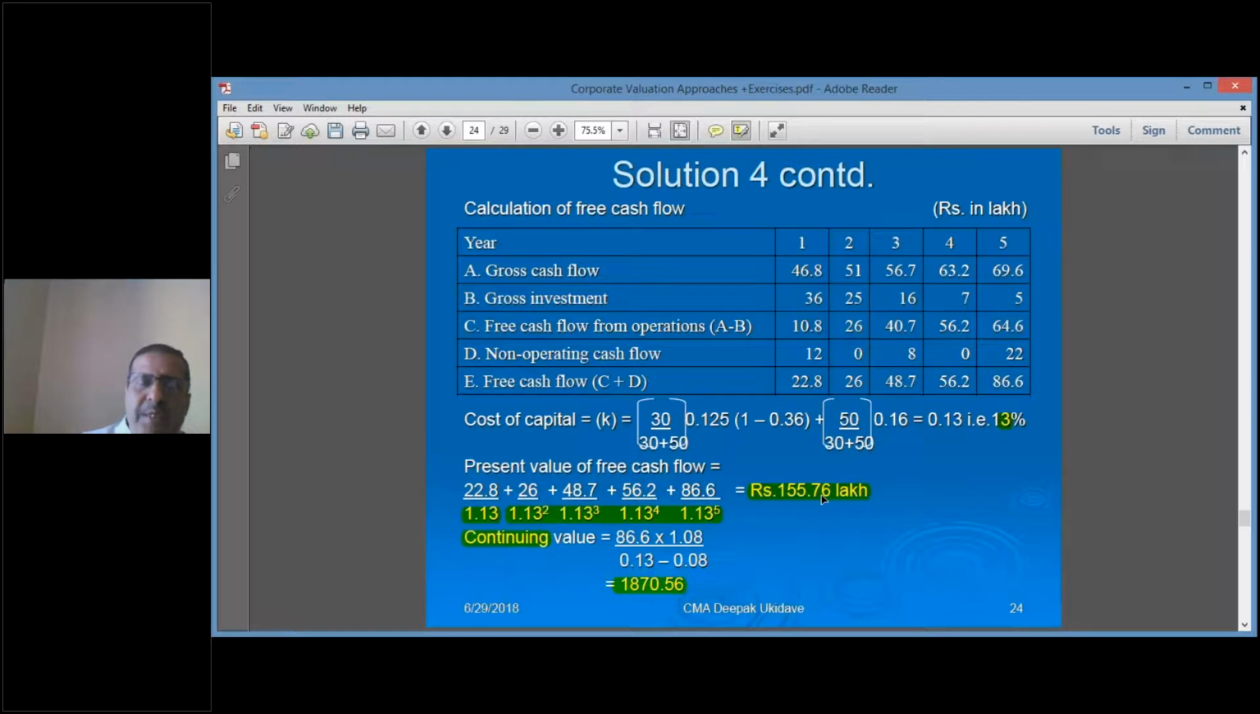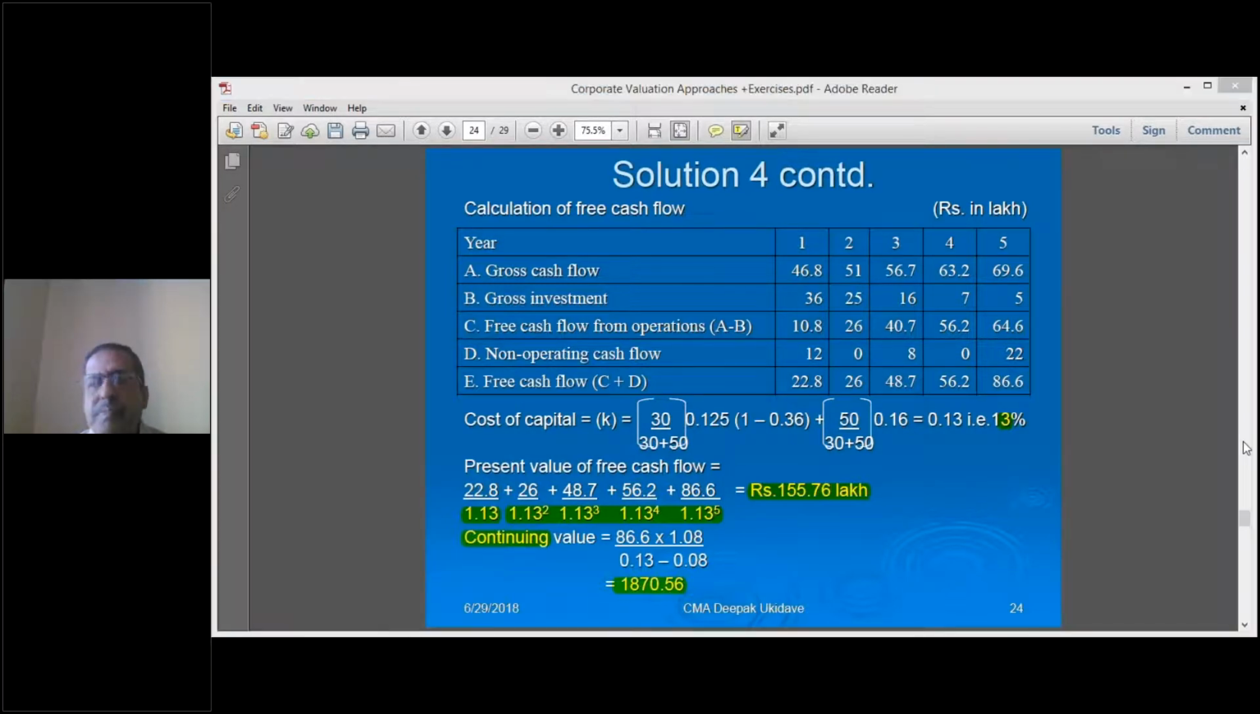This is PV of FCF. PV of FCF इसमें add ये figure नहीं कर सकते 1870. इसको present value में convert करना पड़ेगा. But before that, please confirm to me that you got 1870.56 correct. 1870.56 exact. Yeah, Sumedha, Vaibhav, Pradeep, very good. Vinaya, all of you are doing it. I'm happy. Excellent. Very dedicated students.